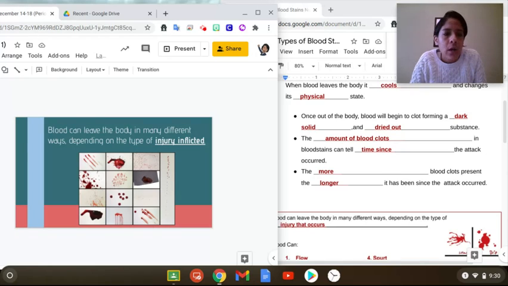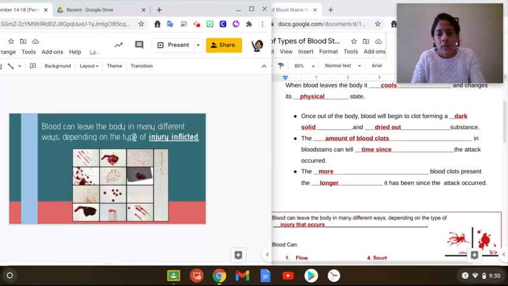And so blood can leave the body in many different ways depending on the injury that was inflicted. So if there's blood at a crime scene, there's going to be a lot of different ways that it can look, right? So we're going to take a look today at those different types of blood stains and talk about how they form and give some examples of each. It's all based on the injury inflicted though, and that occurs right here. That goes there. Okay.